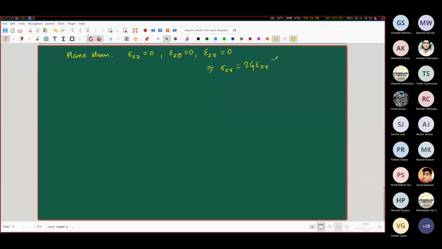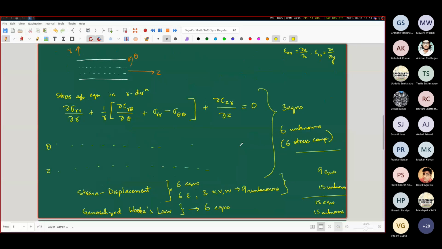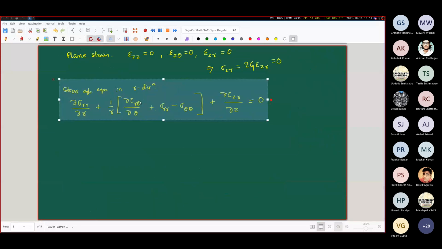What is the implication of this? You go back and look at this equation that we had obtained. I'm going to copy it. Sigma ZR or tau ZR. Okay, let me write that as tau ZR. We have found out that under the condition of plane strain, you have epsilon ZR equal to 0, so tau ZR equal to 0. So this term from the first of the stress equilibrium equations is 0.